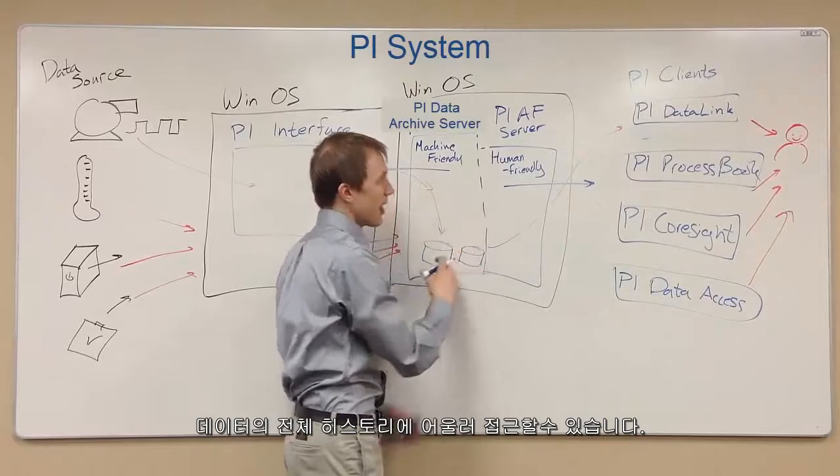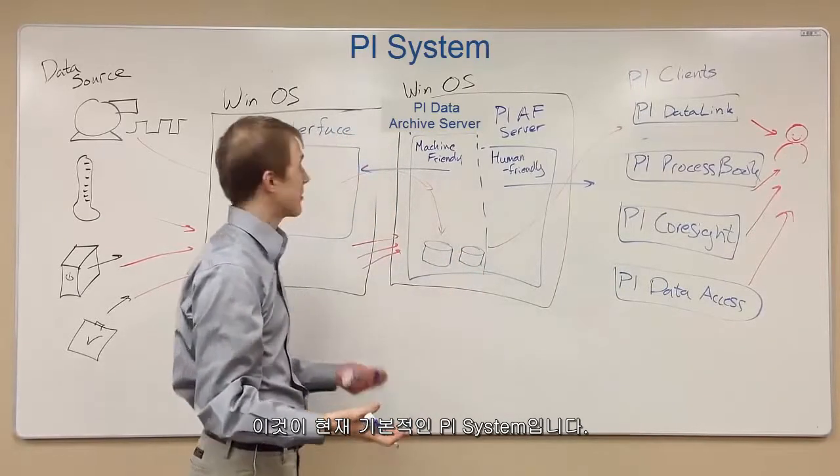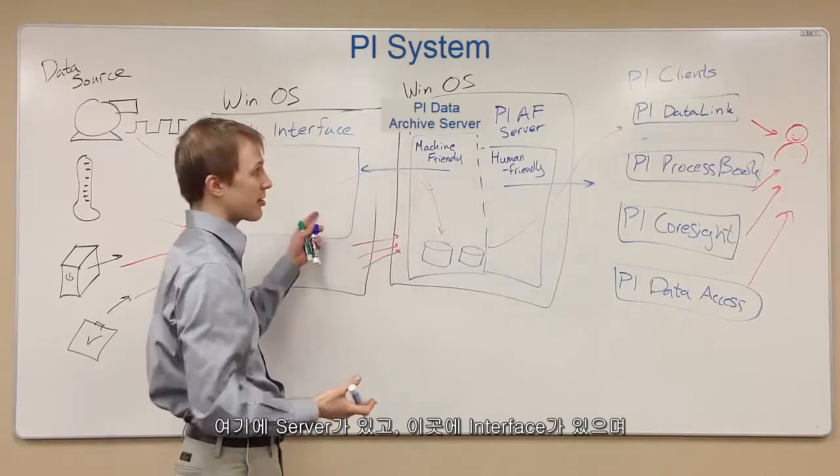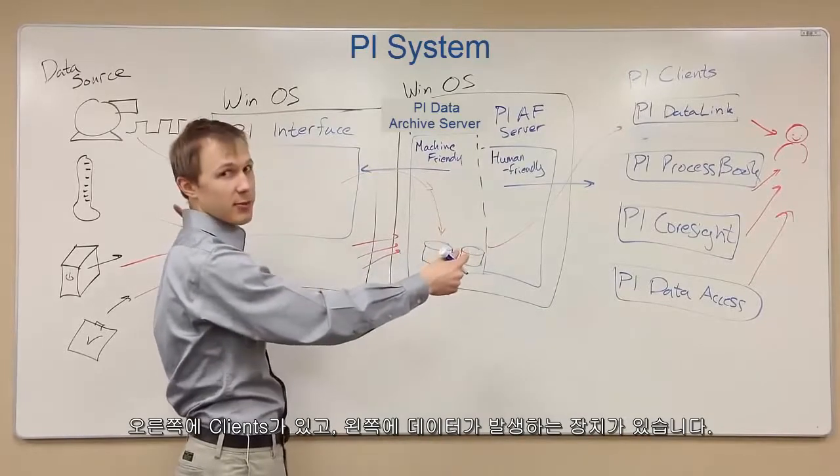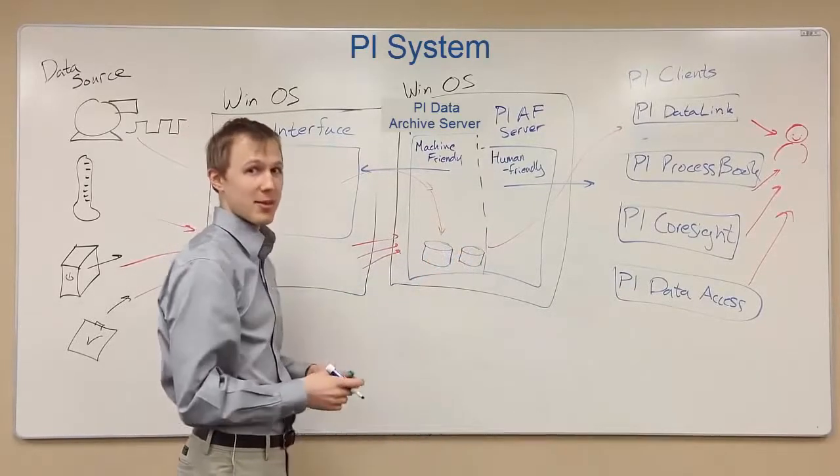And with this, we now have the basic Pi system. This is it. There's a server, there's an interface, there's clients, and there's something that's being recorded. And that's it. That's a basic Pi system.